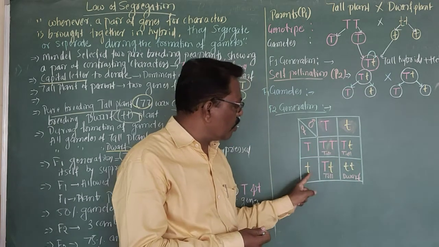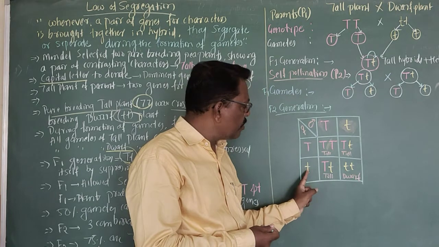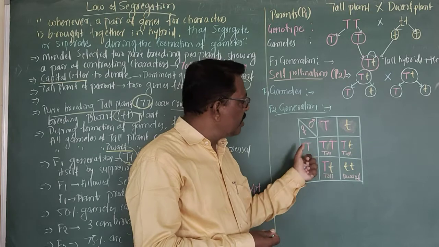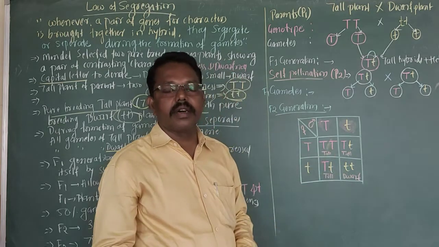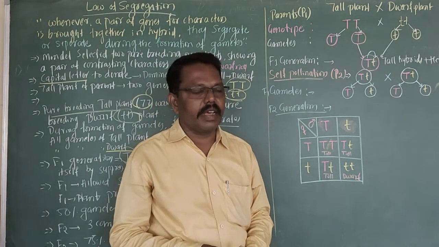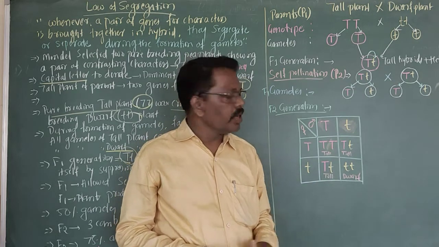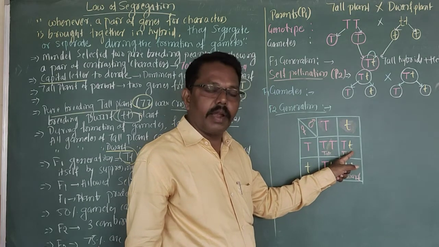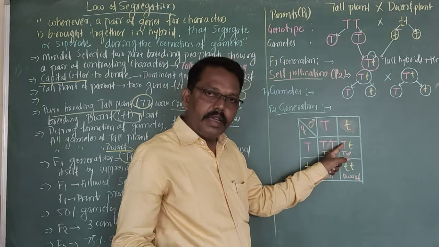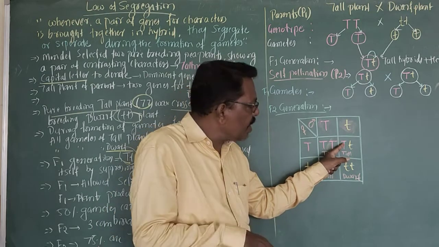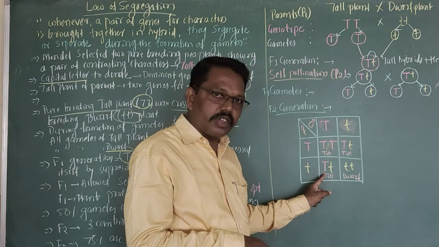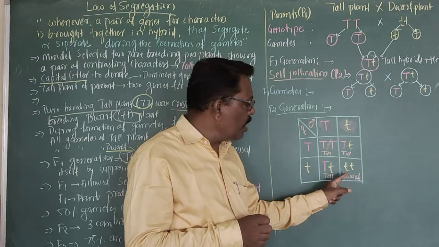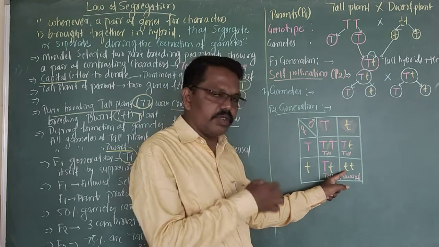Then here we cross this one also, capital T as well as small t. Then small t, small t. Here in the F2 generation we want to get three combinations. There are four plants, but three combinations will be produced. Capital T, capital T is a tall plant, and capital T, small t is also a tall plant. Why? Because capital T gives its expression by suppressing small t. This one is also the same. Hence, these three plants will become taller in size.